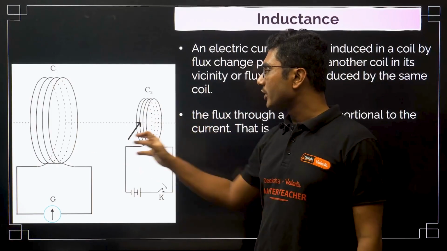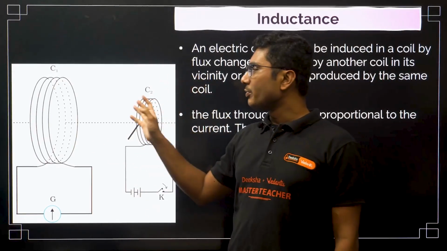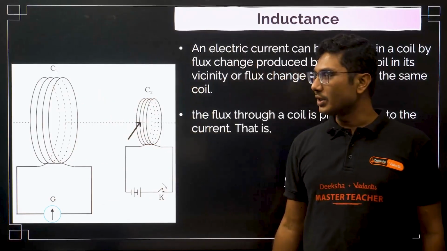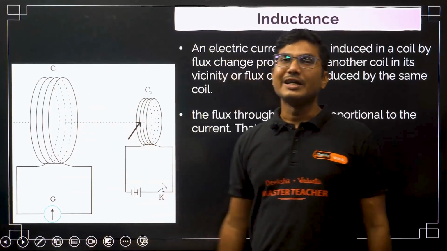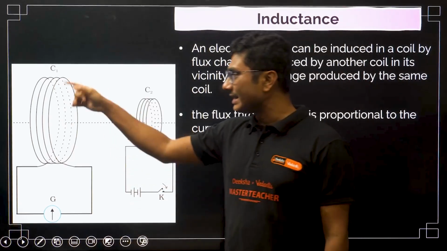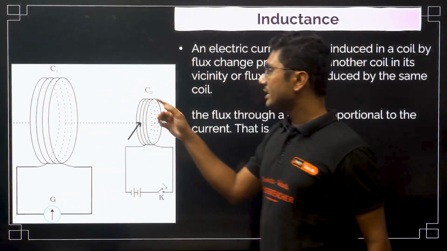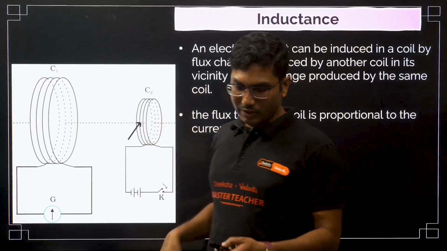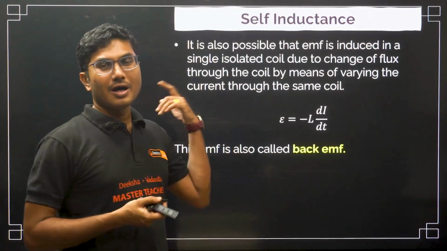Now if you push and pull this coil, then there will be a change in magnetic field through the second coil, and because of that this coil will now have an induced EMF, and this induced EMF is proportional to how you are changing the current in this particular coil. So this relationship is called inductance.